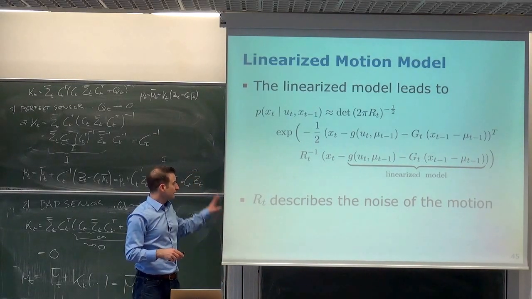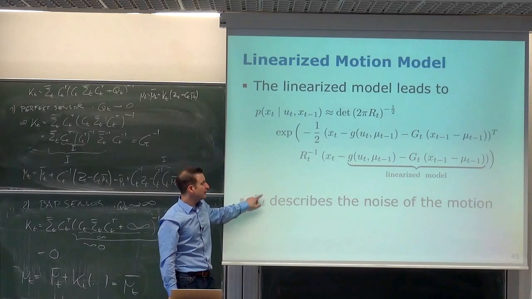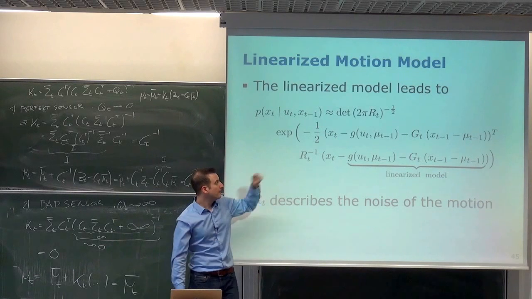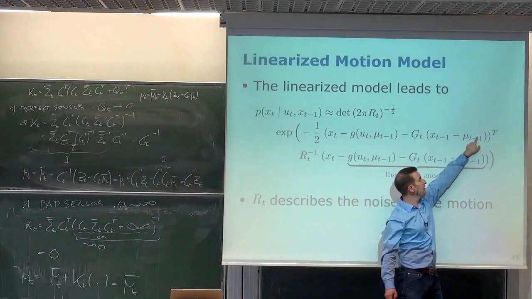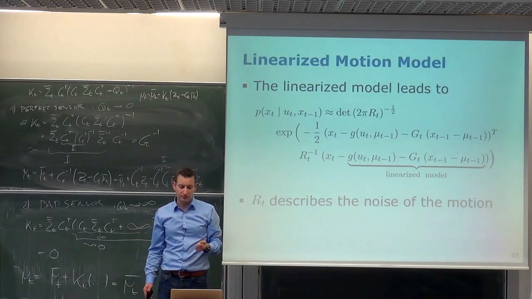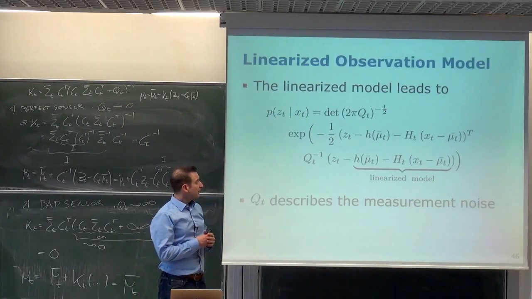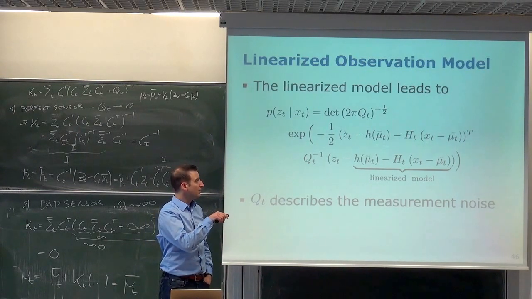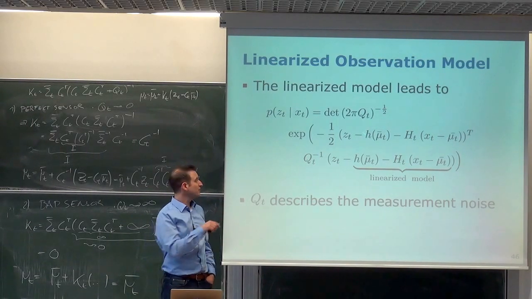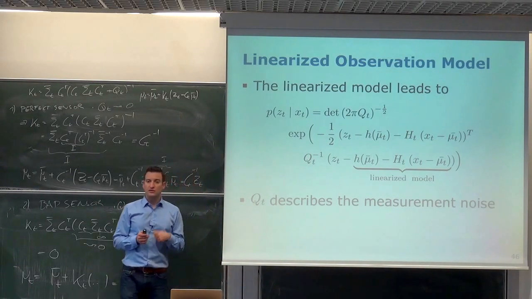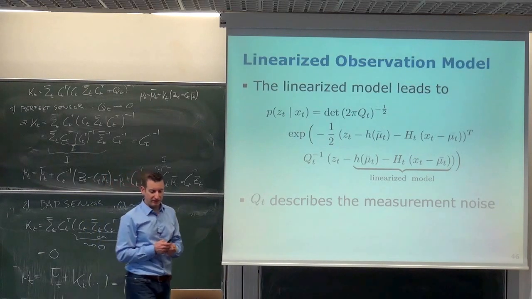that. Exactly. But we have the same thing, that RT still describes the noise of the motion that I have. The only thing which changes is here I have now the nonlinear form. And the same holds for the observation model. For the observation model, I still have the linearized form of the observation model in here. A function h and ht. And qt still describes the measurement noise. So how do I need to fix my Kalman filter for that?